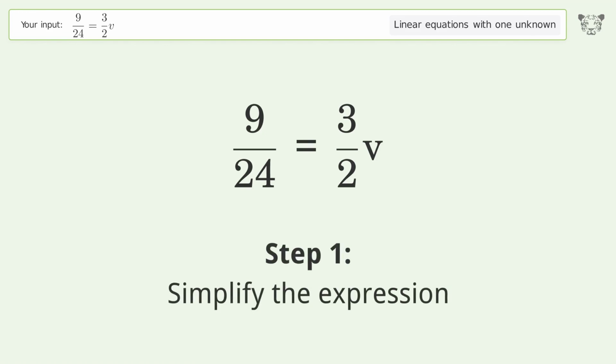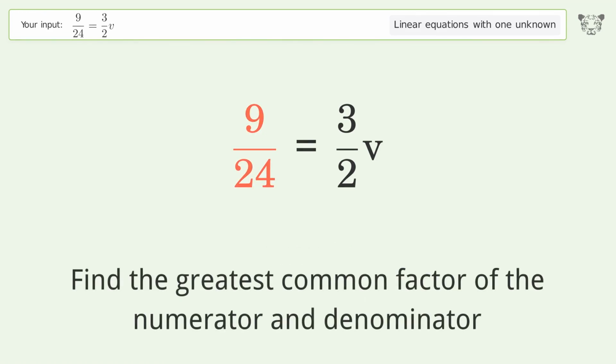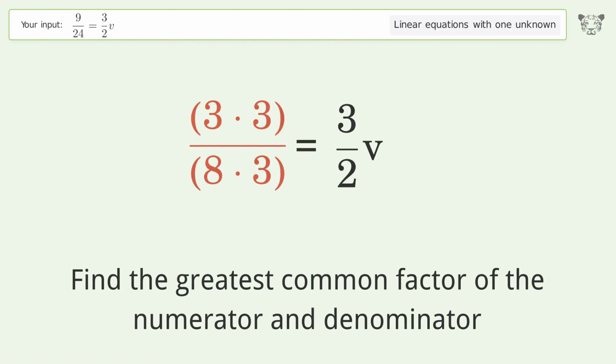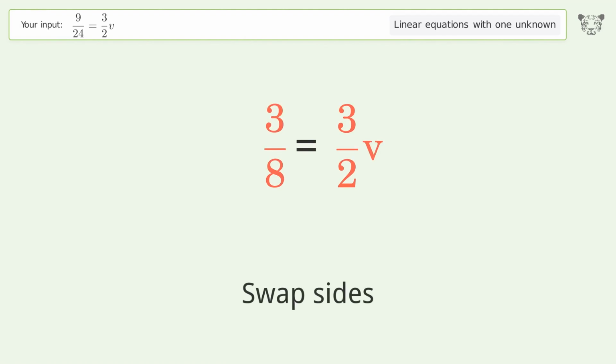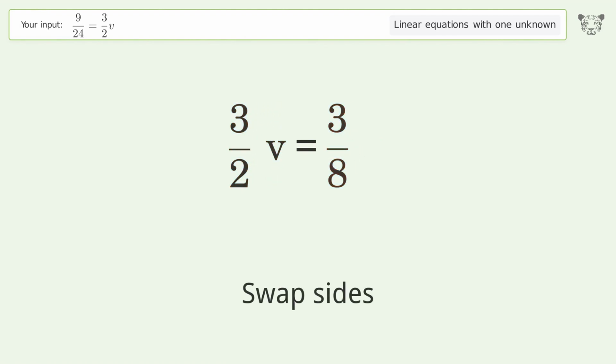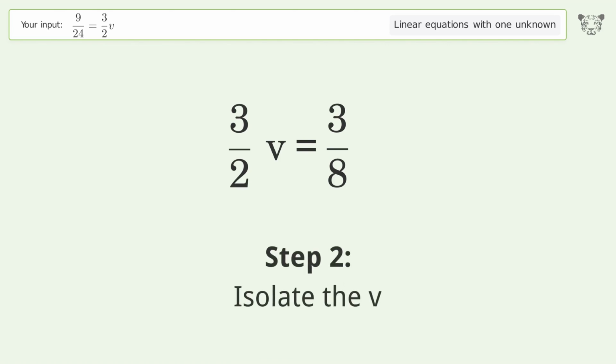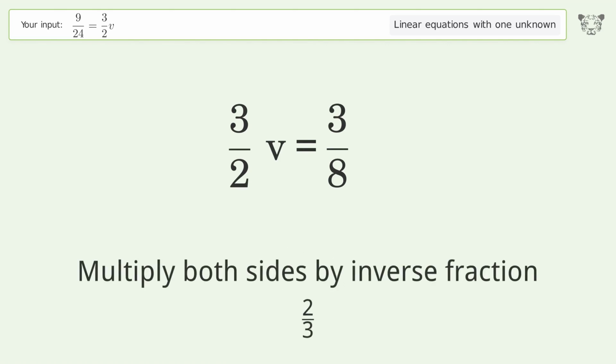Simplify the expression. Find the greatest common factor of the numerator and denominator. Factor out and cancel the greatest common factor. Swap sides. Isolate the v. Multiply both sides by inverse fraction 2 over 3.